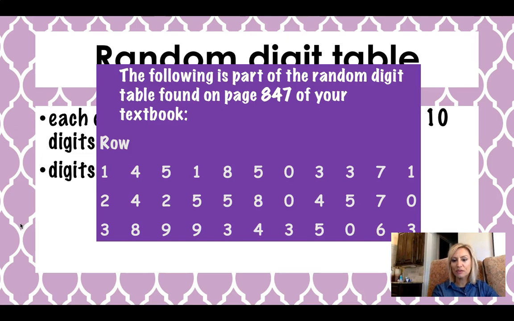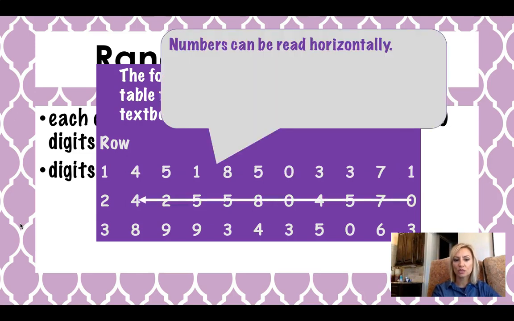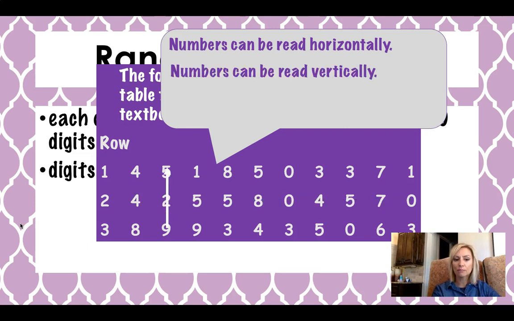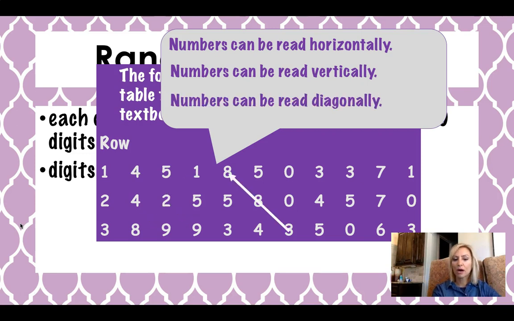So here is an excerpt of a random digit table. This is actually from the textbook I use in my class. And if you notice, the first column of the random digit table is actually our rows. So you see 1, 2, 3. Those are actually not unique random numbers. That just represents row 1, row 2, and row 3. When we're utilizing a random digit table, we can read the numbers horizontally, either left to right or right to left. We can read the numbers vertically, top to bottom or bottom to top. We can also read the numbers diagonally, top to bottom, bottom to top, left to right, right to left. We just have to describe how we've picked those random numbers.